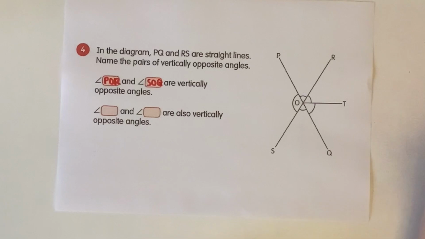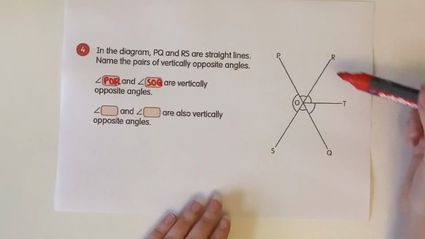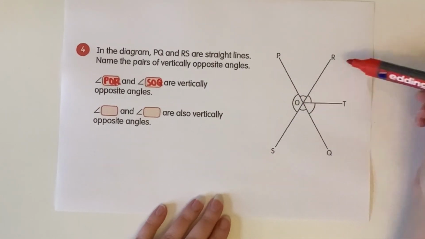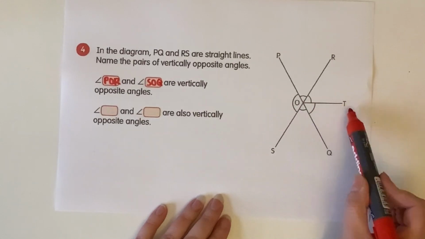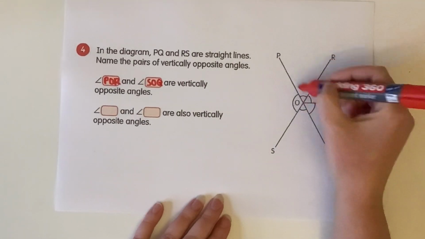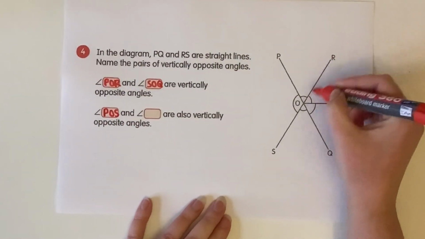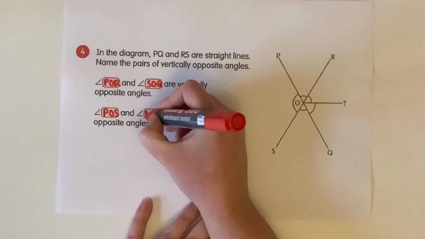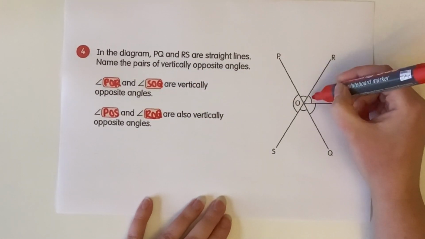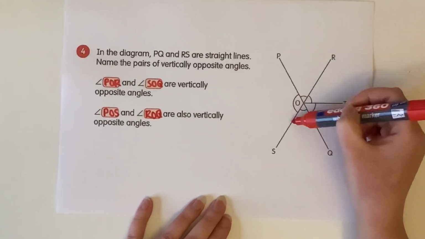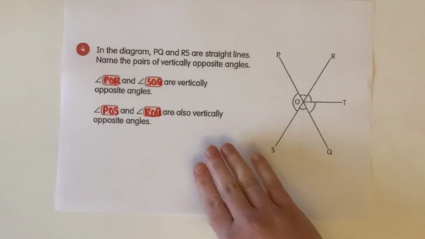The other vertically opposite angle, and this one's a little bit different, is this angle here and this angle here. Don't let this line T throw you off. You've got POS and ROQ. Because these two angles added together would be the same as this side here, because they are vertically opposite.